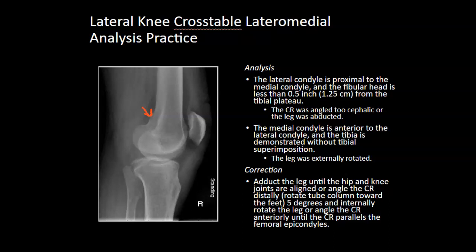Next, inferiorly here, the medial epicondyle sits higher than the lateral. So we have some excessive angulation. We need to bring that angulation down to that 5 to 7 degrees to correct this image.